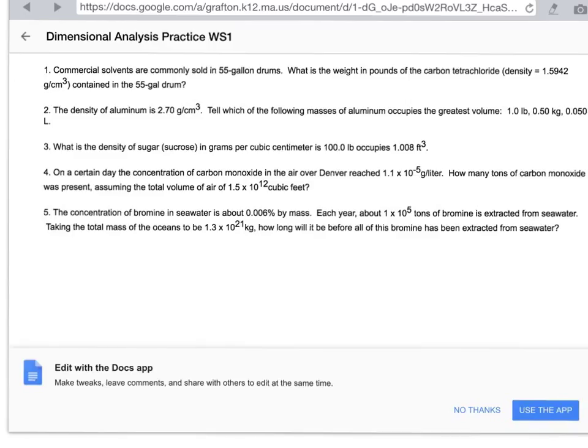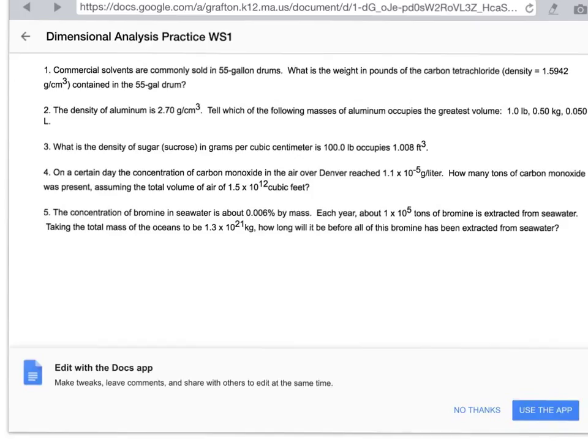And the last thing is, since it's asking how long, it wants to know a time unit. What we have for our time unit is we are told that each year 1 times 10 to the 5th tons of bromine is extracted. So we're going to bring that 1 times 10 to the 5th tons is equivalent to 1 year of time.